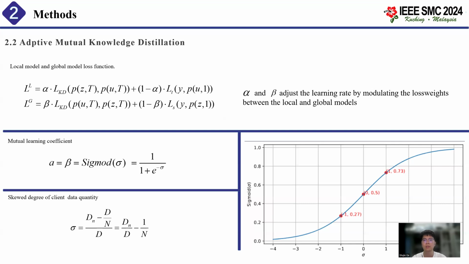The hyperparameter beta, also within the 0 to 1 range, governs the learning transfer from the global to the local neural networks. Its mechanism mirrors that of alpha, controlling the learning intensity based on similar principles.